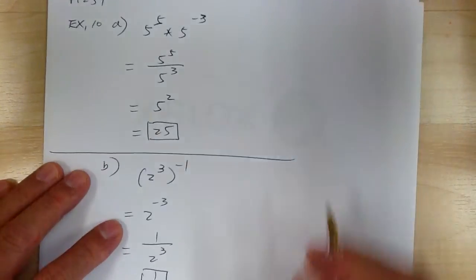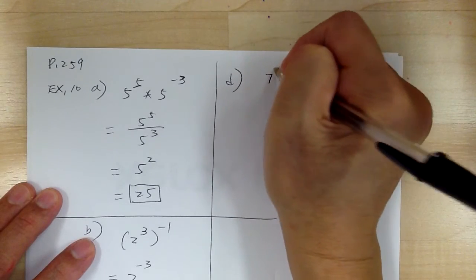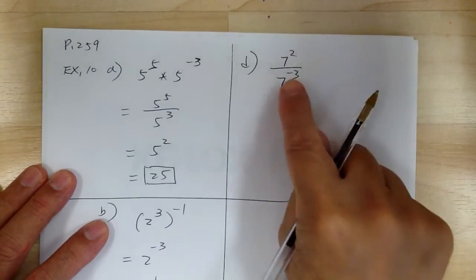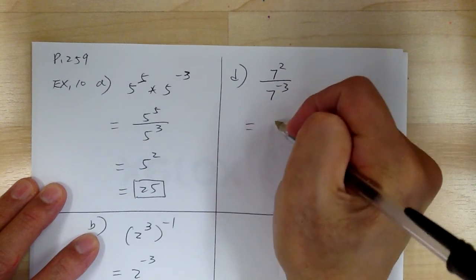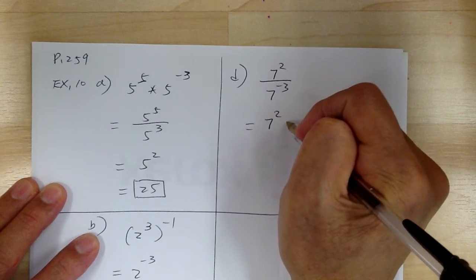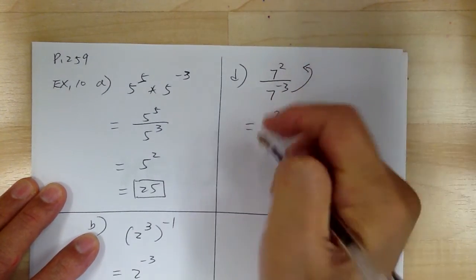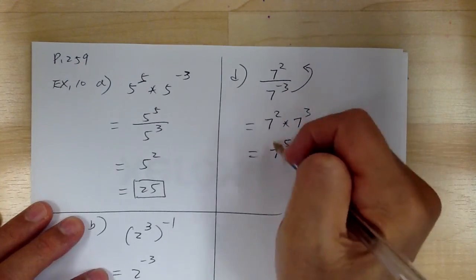Okay, let's go to D. You have 7 to the 2 over 7 to the negative 3. So these have negative exponent, so let's go and get rid of that. So it gets flipped to the top. So you get 7 to the 2 times 7 to the 3. Right? This gets flipped to the top. So it's equal to 7 to the 5. And now this number is kind of big, so just leave it.